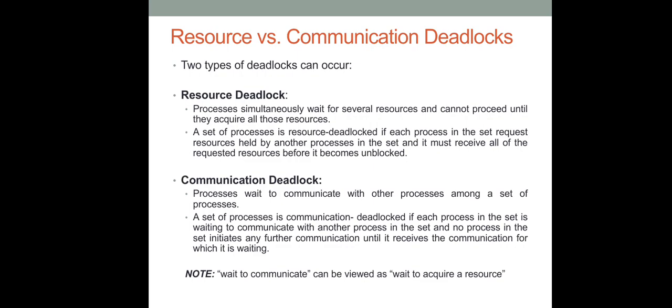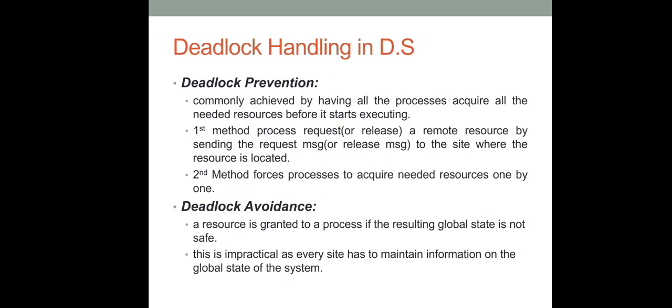Now there can be two types of deadlock in a distributed system. One is resource deadlock, the other one is communication deadlock. Resource deadlock means the processes are not getting the resource which they need because it is being held by another process. Similarly, communication deadlock means the process needs some message or communication which is not being sent by another process, because that process is also waiting for a message to be received before sending a message to some other process. So that is a communication deadlock.